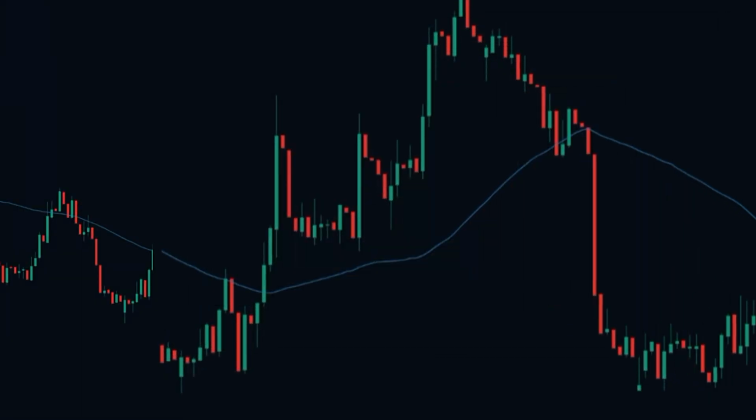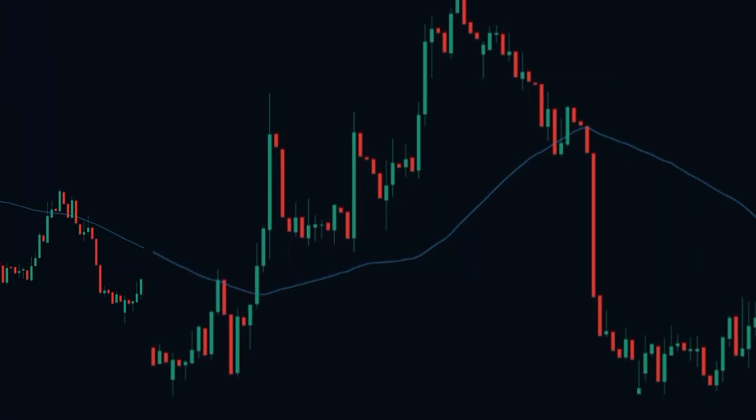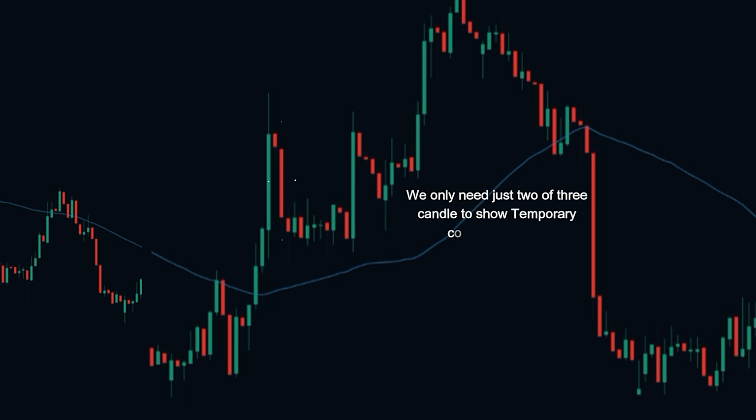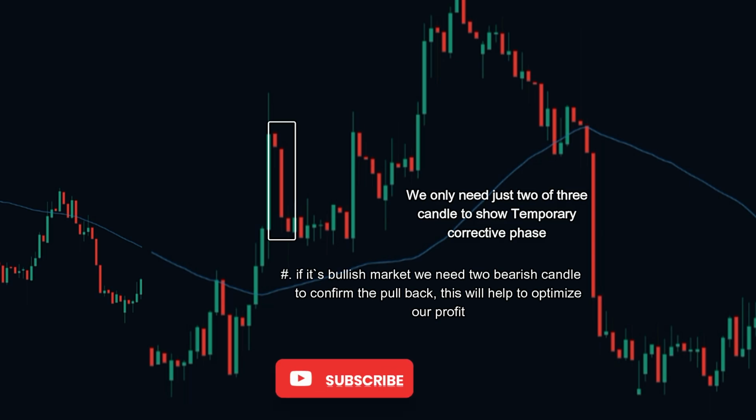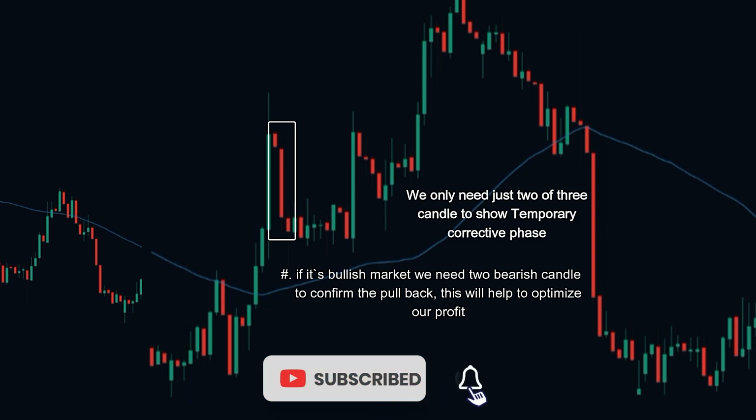Now look at the second criteria, the second stage. The second step is the pullback. There are many ways to define a pullback. In SMC, a pullback needs to take up liquidity before you can call it a pullback, but that doesn't apply in this strategy. We only need just 2 candlesticks. If the trend is bullish, we need bearish candles; if it is bearish, we need bullish candles. Just 2 or 3 candles, just to help us optimize our profit. That's the pullback we'll be looking for in this strategy.